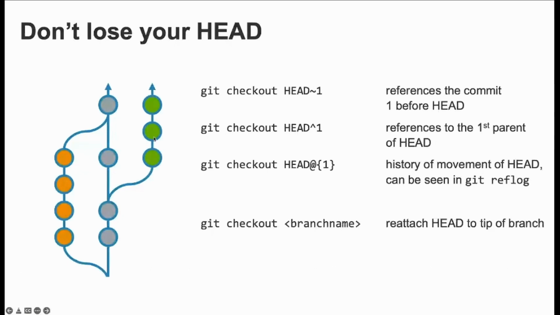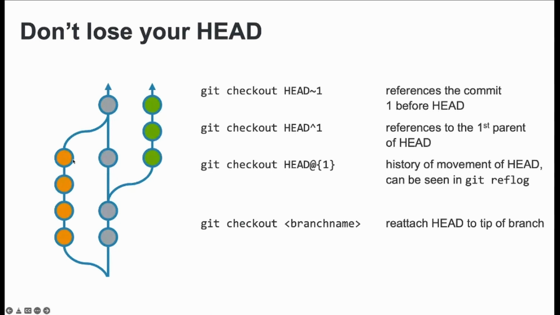Checkout HEAD^1 means the first parent of the HEAD. So let's imagine this is our HEAD, and it has one parent, but it also has another parent. And this can get a little bit confusing. So I recommend using the git reflog. And the reflog means you have a super detailed history of where your HEAD went through.